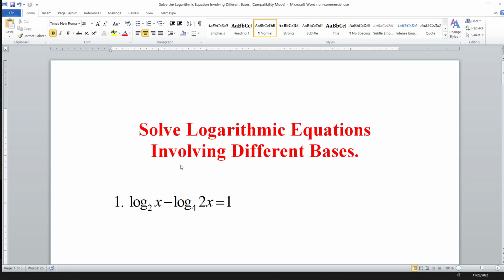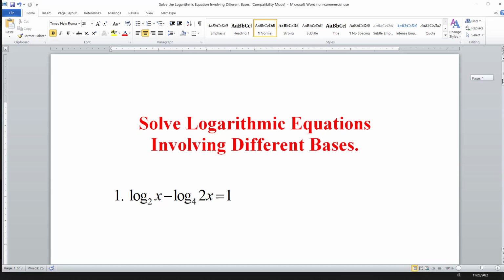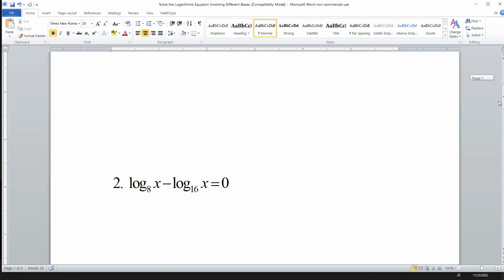In this video, we're going to solve some logarithmic equations that have different bases. Here we have the log of x to base 2 minus the log of 2x to base 4 is equal to 1. Normally, if the base is the same, we could just use properties of logs and write this as a single log and solve it. But before we get into it, we have this one and this one here.